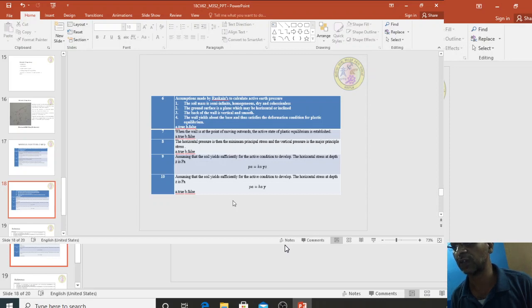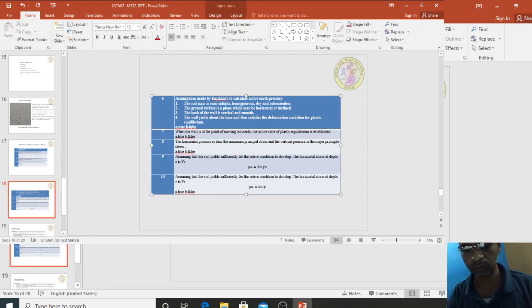Option is A. When the wall is at the point of moving outward, the active earth pressure equilibrium is established. Moving away from the retaining wall is active. So the option is A. Horizontal pressure is the minimum principal stress, and the vertical pressure is the major principal stress in case of active earth pressure condition. That is true.